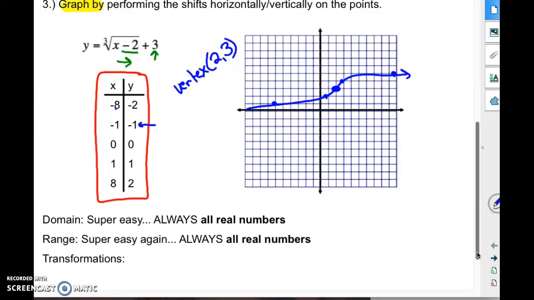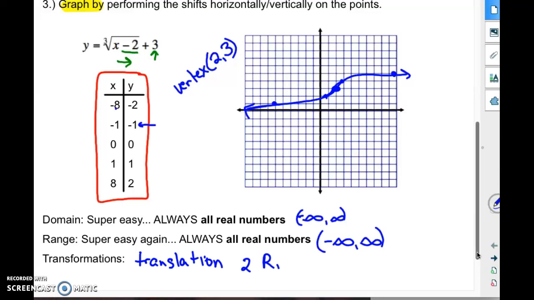It's kind of like a snake. It increases very slowly at the ends, increases rapidly through the vertex, and then slows down again. The domain, super easy. Always all real numbers from -infinity to +infinity. And the range is always the same thing too, -infinity to +infinity. The transformation that this one had was a translation 2 right and 3 up.